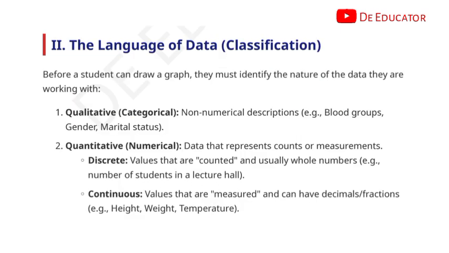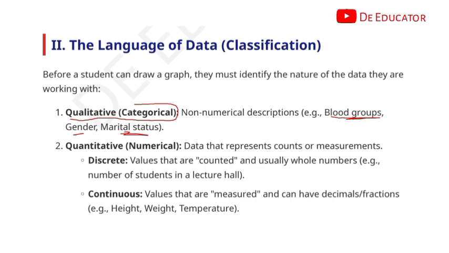Language of data classification. Before a student can draw a graph, they must identify the nature of the data they are working with. Before you can analyze, you must know what kind of data you are working with. The first one we have is qualitative data. Qualitative data is categorical, non-numerical description. It's not based on numbers like 2, 3, 4. Examples are blood groups, gender, and marital status. These are not numerical descriptions, so we classify them as qualitative.